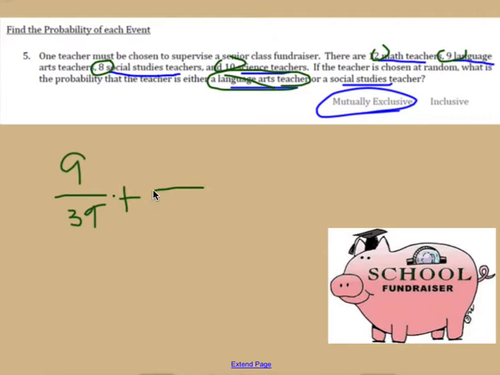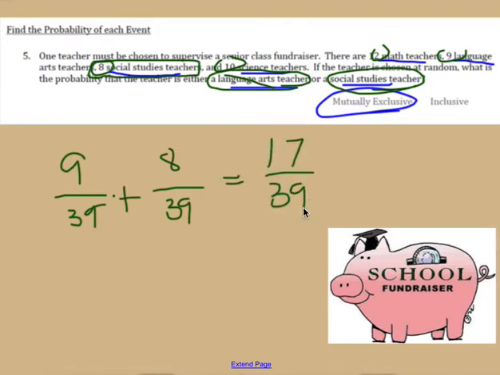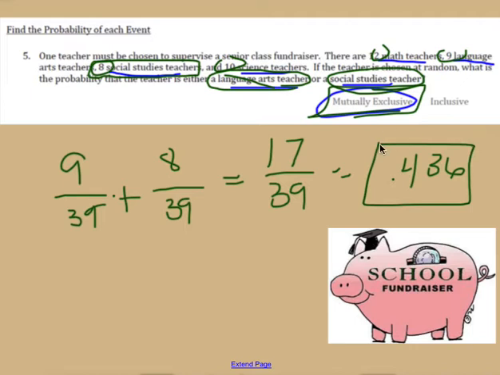Then I'm going to add the probability that it is a social studies teacher. So my total is still 39. There's still 39 teachers, and of those 39 teachers, 8 of them are social studies teachers. So then I'm going to add across, and I end up getting 17 out of 39. Then you divide that out, and you get 0.436. Okay, so I didn't have to subtract anything there because it was a mutually exclusive event. So there's a 43.6% chance of that occurring.